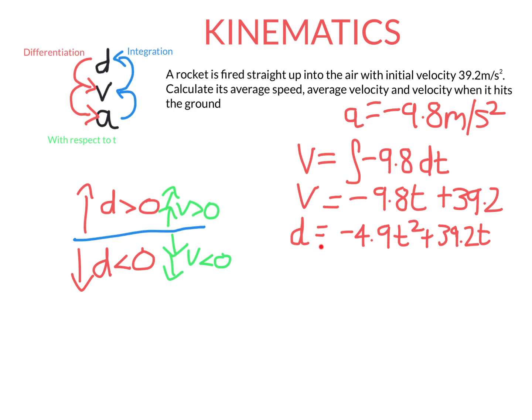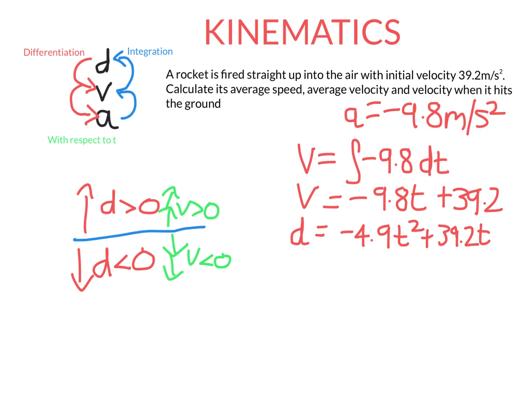Here the displacement can be seen as the height in meters, because everything was in meters, the height in meters above ground level. So let's calculate first the average speed. We need to know how far the rocket went up or down.